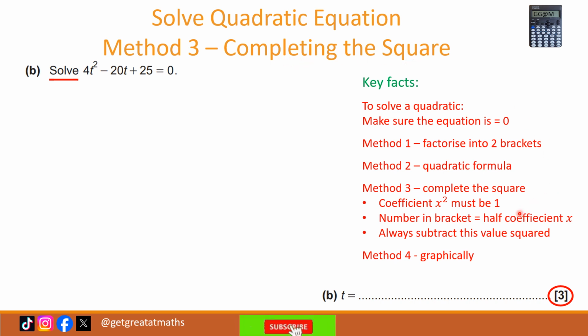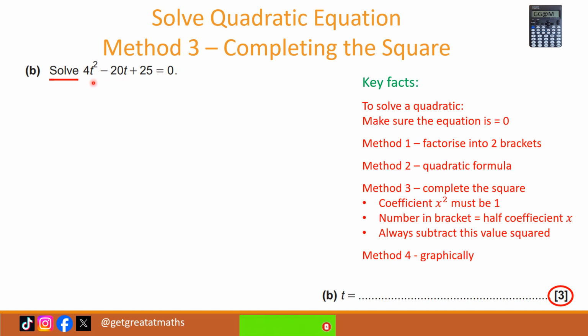So in this method, first of all, we've got to make the coefficient of x squared be 1. Then we're always going to take that value that is in front of the x, in this case here, the t term, we're going to halve it. And then we're going to take away that same value squared, and then we're going to leave the plus 25 in this case alone.